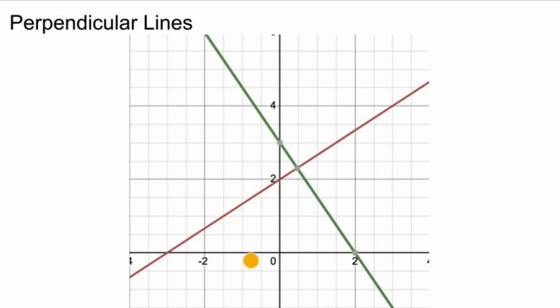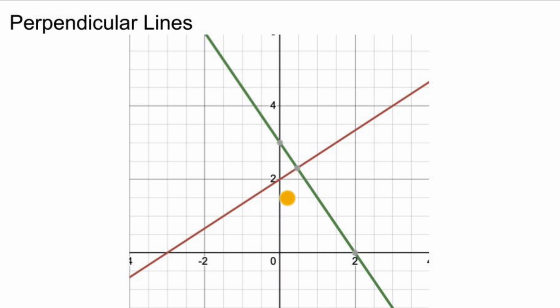Now, perpendicular lines are different. The most common set of perpendicular lines you see are the x and the y-axis. So the x-axis has a slope of 0. 0 divided by anything is 0. The y-axis has an undefined slope. It's something divided by 0.